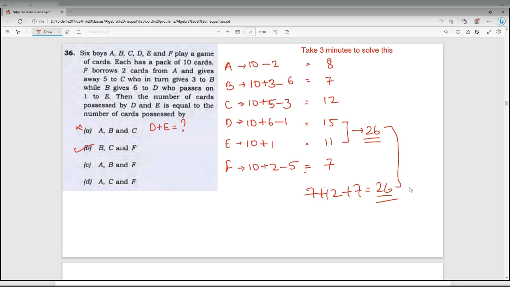So the correct option is option B. If you are very sure of your calculations, you can directly mark option B and move on. If you want to calculate the other options also, you can do that. A, B, and F: 15 plus 7 is 22. A, C, and F: 8 plus 12 is 20, plus 7 is 27. This is 27, this is 27, and this is 26. The correct option is option B. I hope this is clear. If you have any doubt, please ask.